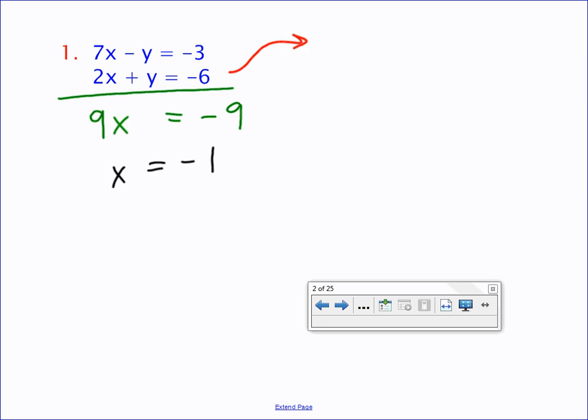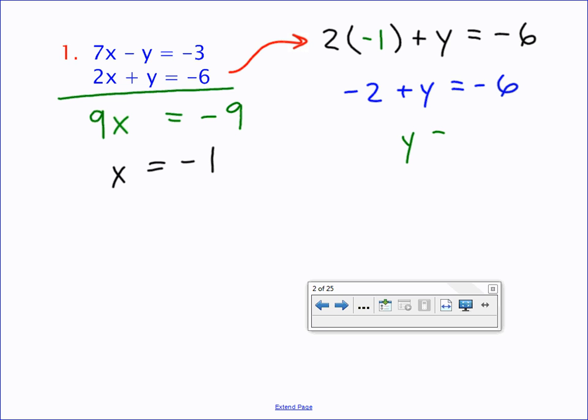We know that our solution of the system is going to satisfy both equations in my system, so you can select whichever one you want. I'm going to do the first one, or the second one rather. So 2 times x plus y equals negative 6, and x was negative 1. So negative 2 plus y equals negative 6, and I can finish it out through addition. It looks like y equals negative 4. So my potential solution point is negative 1 comma negative 4.